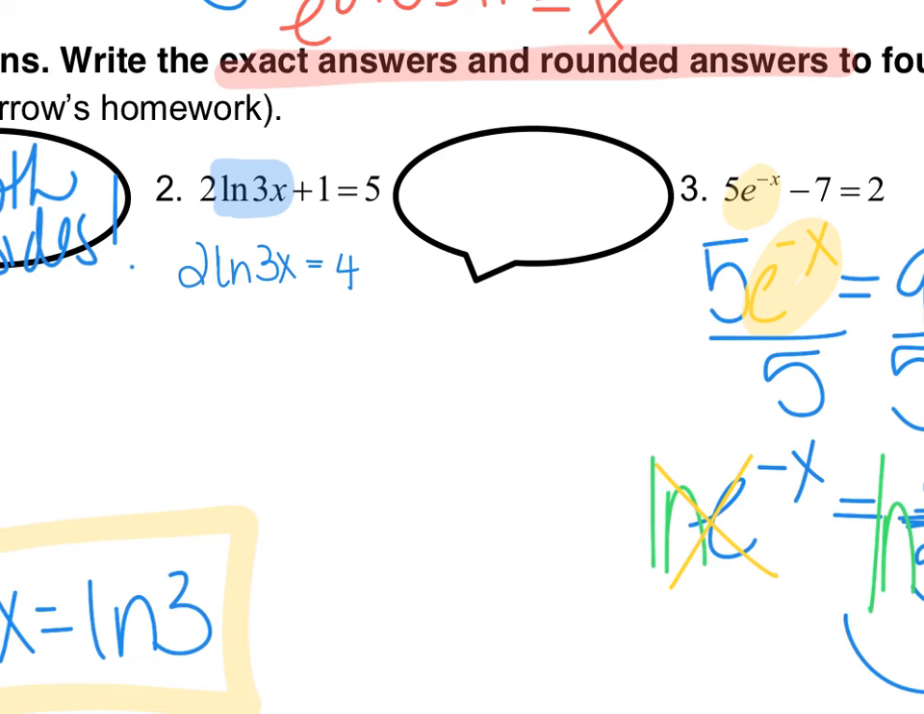I'm going to switch to a yellow highlighter now. This is what needs to be isolated. So I'm going to divide both sides by 2. So natural log of 3x equals 2.